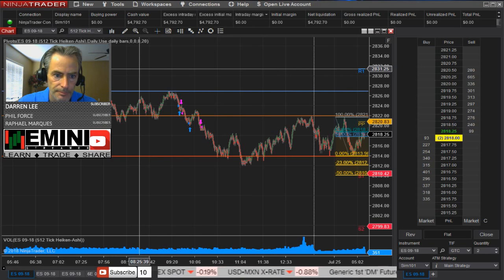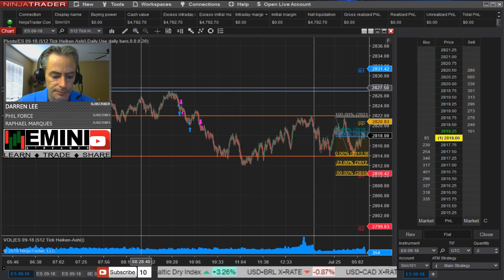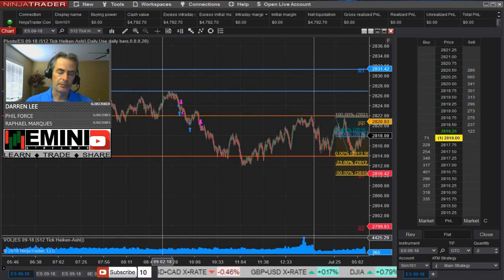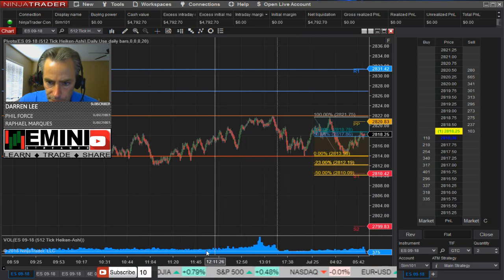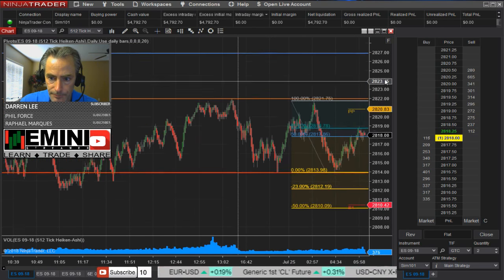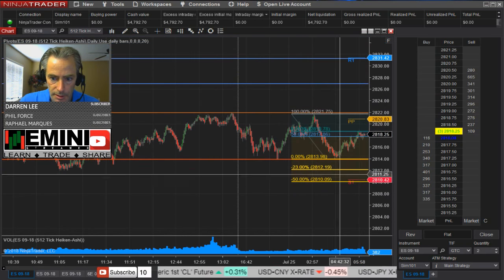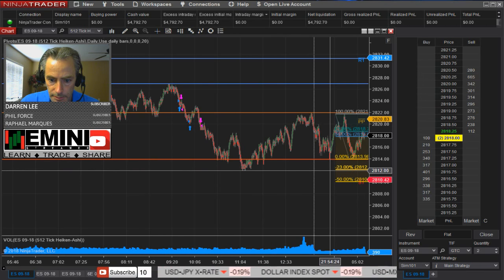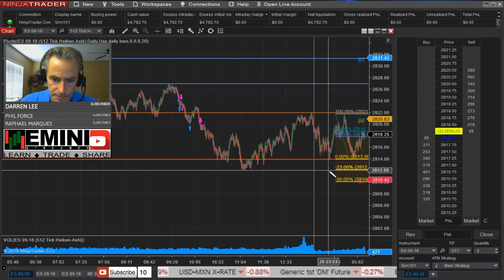Which just so happens to be the first resistance and also one of yesterday's highs. And if I remember correctly, it's pretty much onwards and upwards from there. Nothing really holding us back. We'll go ahead and mark this low as well.